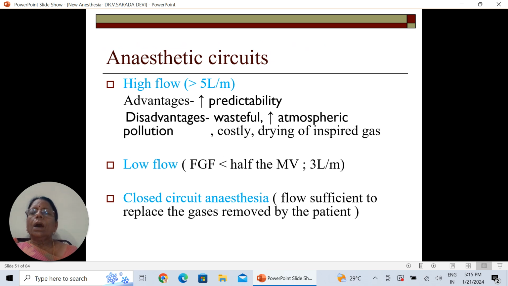Anesthetic circuits: high flow, low flow and closed circuit anesthesia. High flow is more than 5 liters per minute. The advantages are increased predictability. The disadvantages are waste of gases, atmospheric pollution, cost, and drying of inspired gases. Low flow means fresh gas flow less than half of the minute volume, that is 3 liters per minute. Closed circuit anesthesia means flow sufficient to replace the gases removed by the patient.